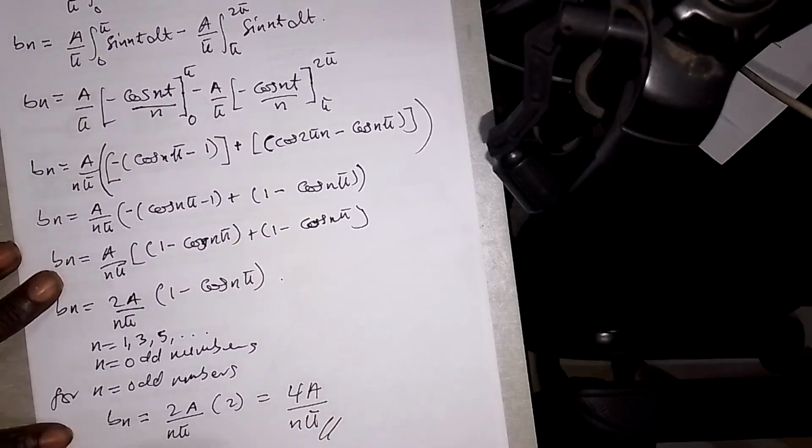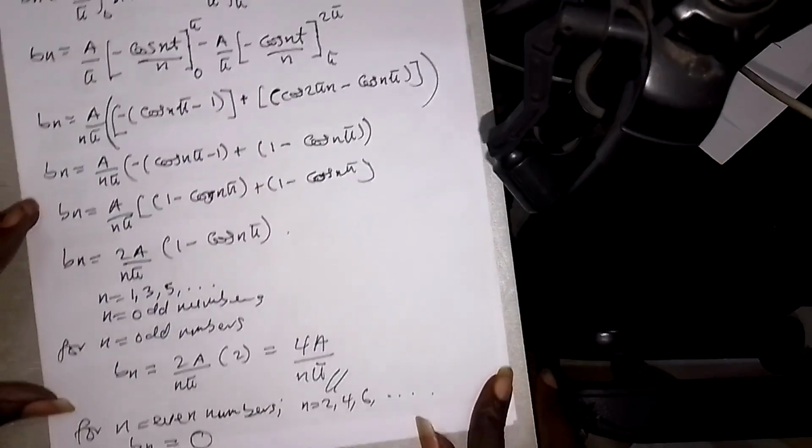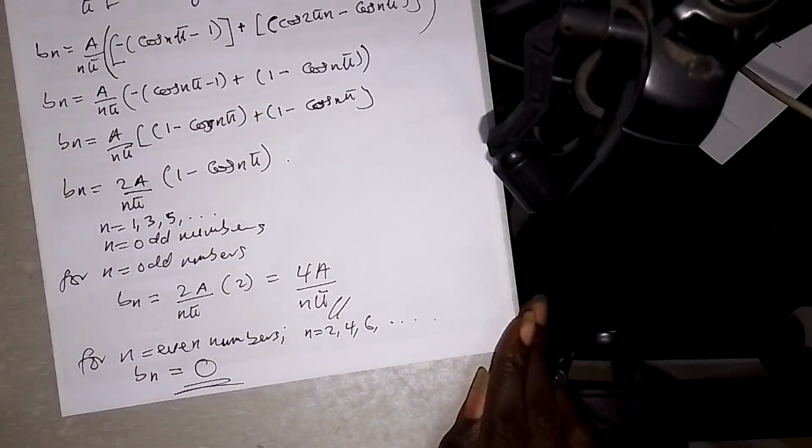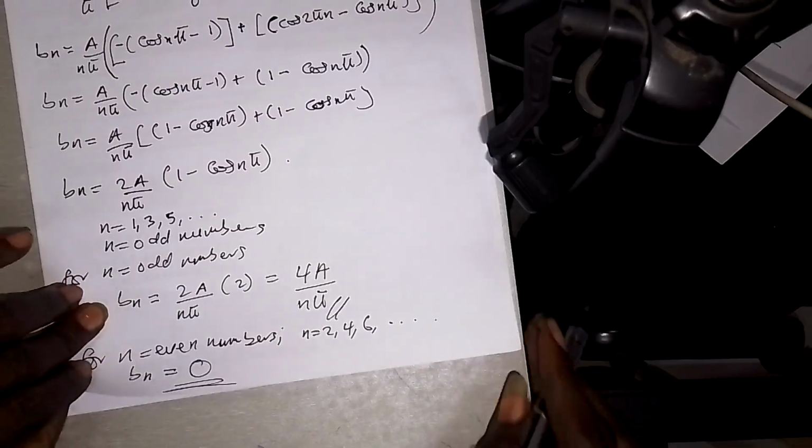And then for n equal to even numbers, which is n equals 2, 4, 6, and on and on, Bn is equal to 0. So this is how you can know it. Sorry, when I was writing at that place it wasn't coming, but I'm sure now you can see it. So now that is your Bn.